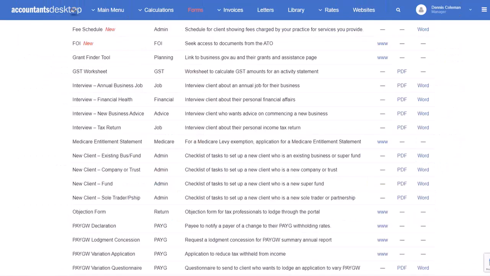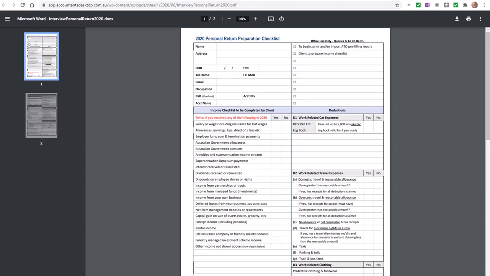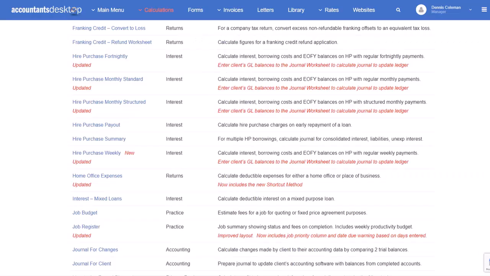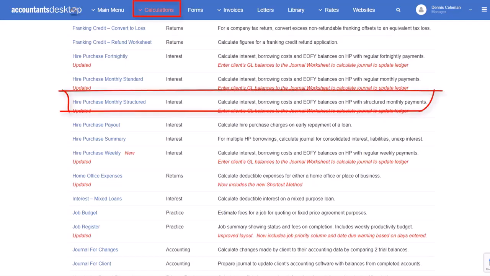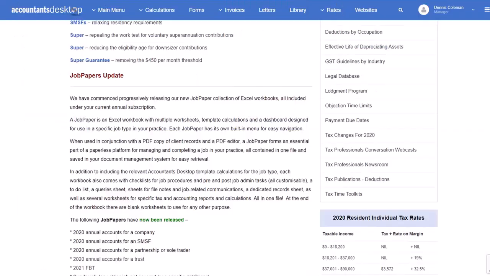Next, she meets with a client to take details to later prepare a personal income tax return. She prints the form Interview Tax Return to use during the meeting. This return has higher purchase interest to claim on a structured loan for a car. She goes to Calculations, Hire Purchase Schedule, Structured, to calculate the interest and borrowing expenses claimable over the life of the loan.